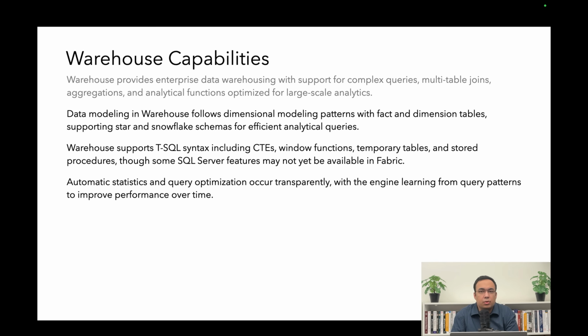Automatic statistics and query optimization occur transparently. In a traditional SQL Server or Azure Synapse environment, you would often manually create statistics or tune indexing. In Fabric, the engine learns from query patterns and creates statistics automatically. It optimizes query plans based on data distribution and query patterns. This reduces the tuning burden, though you can still manually create statistics if you need more control.